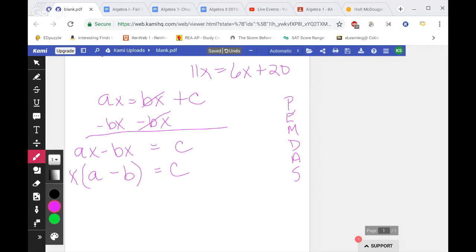Now, to get x all by itself, I'm going to divide both sides by a minus b. And then that's going to leave me with x equals c over a minus b.